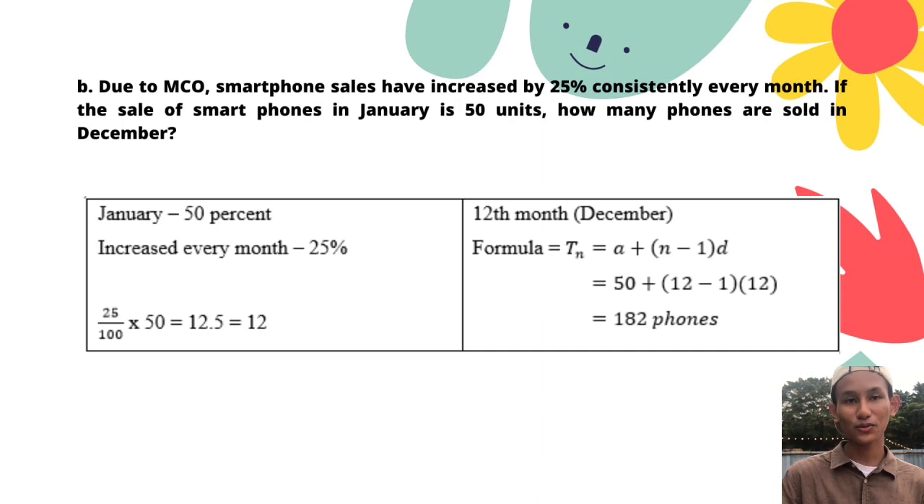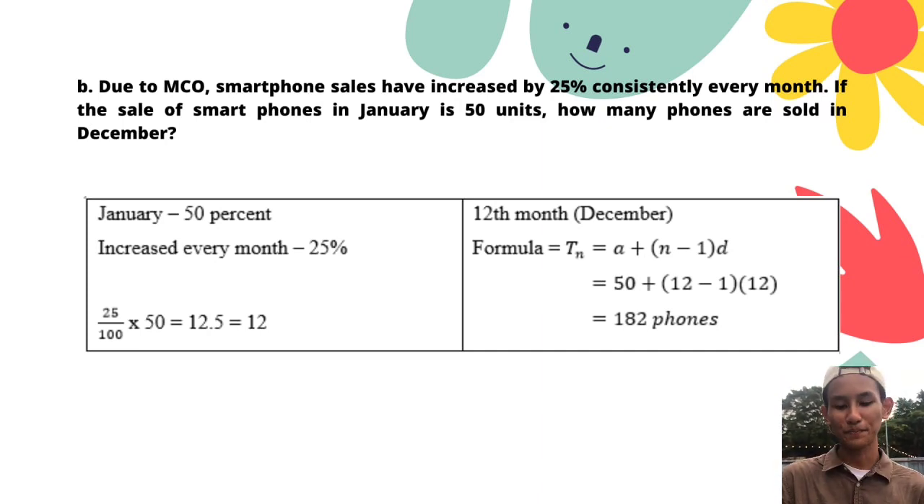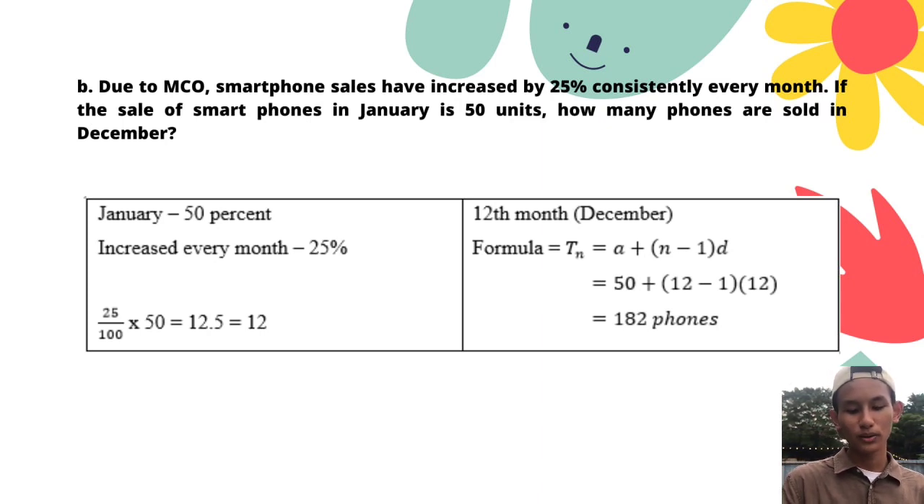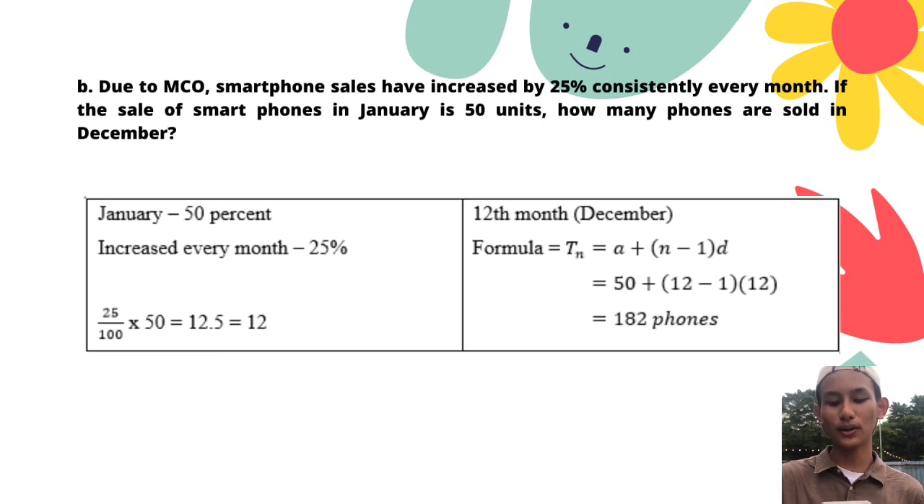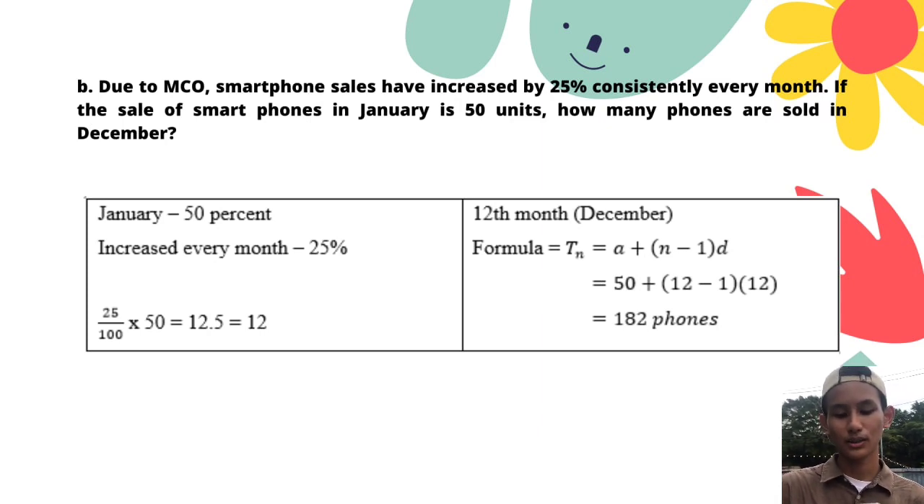Then we're going to find out how many phones are sold in December, the 12th month. As the formula given, Tn is equal to A plus (n minus 1) multiplied by d. So 50 plus (12 minus 1) multiplied by 12. So we will get 182 phones.